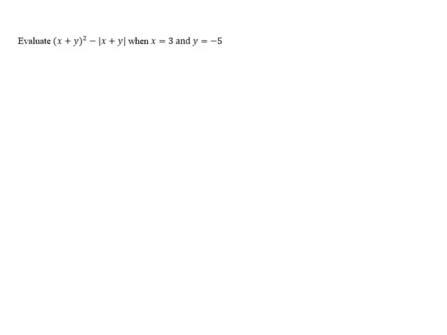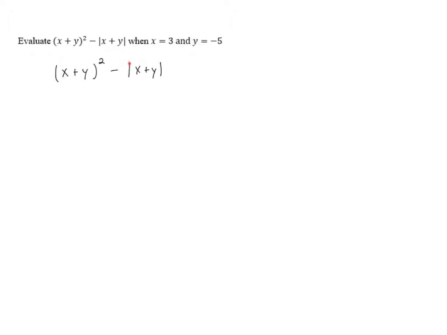Evaluate the quantity x plus y squared minus the absolute value of x plus y when x equals 3 and y equals negative 5. Again, I'm going to rewrite the expression down below just so that I've got a little bit more room to work with it. And if you haven't seen an absolute value yet, we're going to talk about this in a minute, but for the moment, we're just going to consider these absolute value symbols to be grouping symbols.